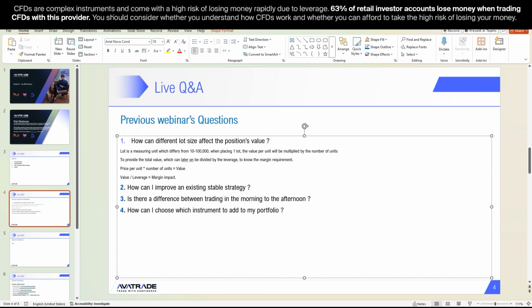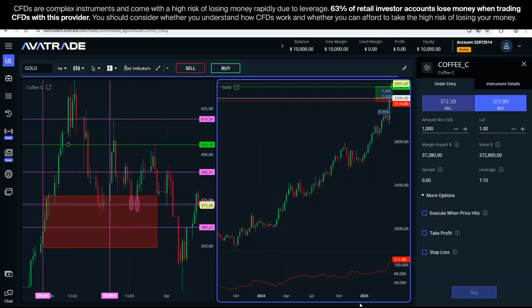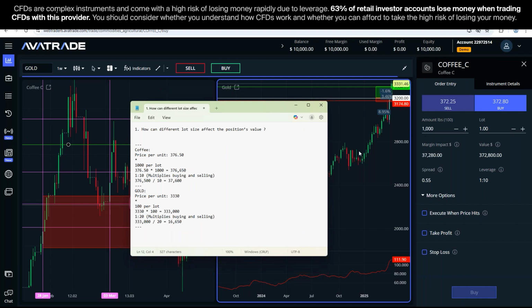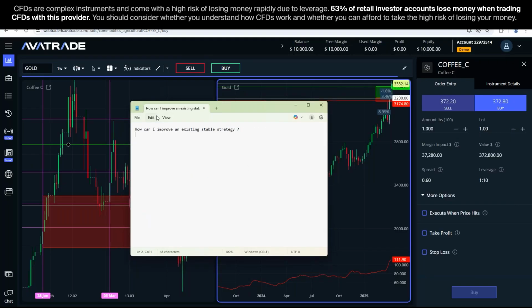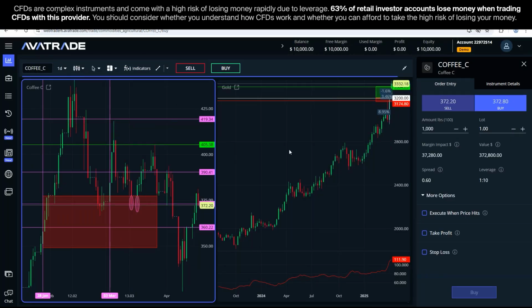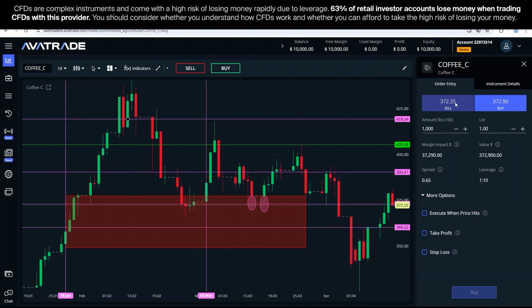And we've learned that one lot can make a lot of difference. Between different lot sizes, it can make a lot of difference. The second question we have today is, how can I improve an existing stable strategy? Okay, well, that depends what you wish to improve. I think we'll carry on with coffee, since we've already got some analysis, and this can save us time.